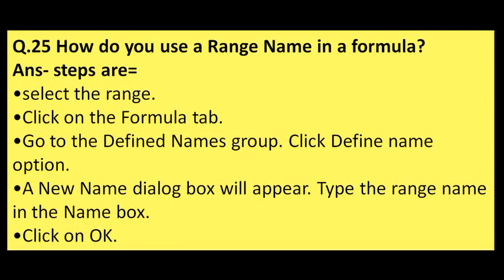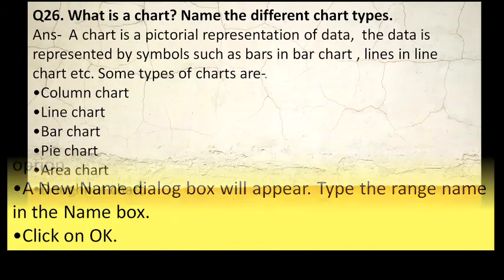Question number 25. How do you use a range name in a formula? So select the range, click on the formula tab, go to the define names group and then click the define name option. A new name dialog box will appear and then type the range name in the name box and then click on the OK button.